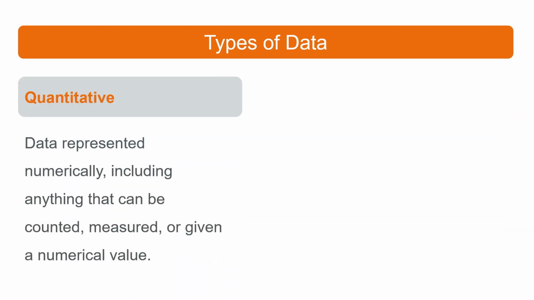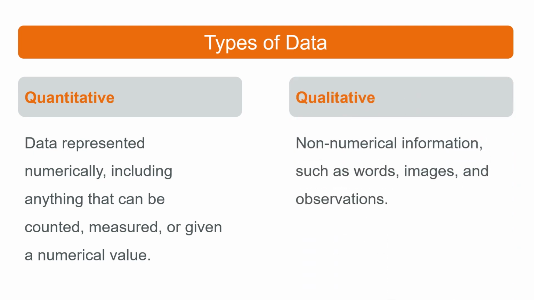But data can also be quantitative, which are data represented numerically, including anything that can be counted, measured, or given a numerical value. Or data can be qualitative, which are non-numerical information such as words, images, and observations.